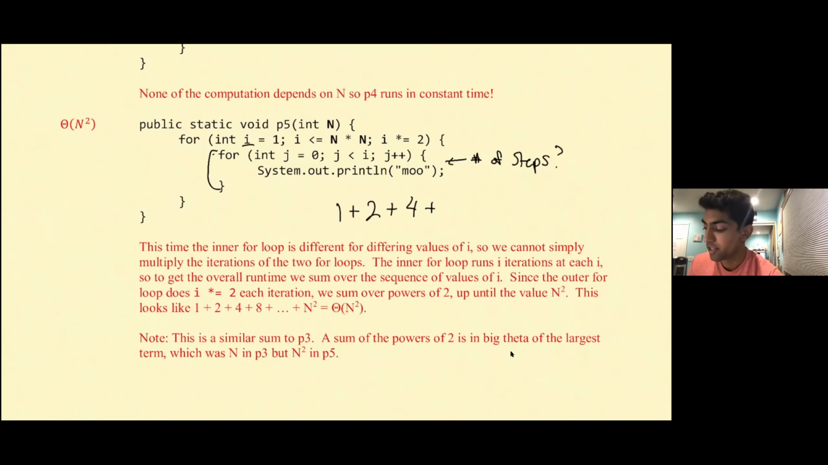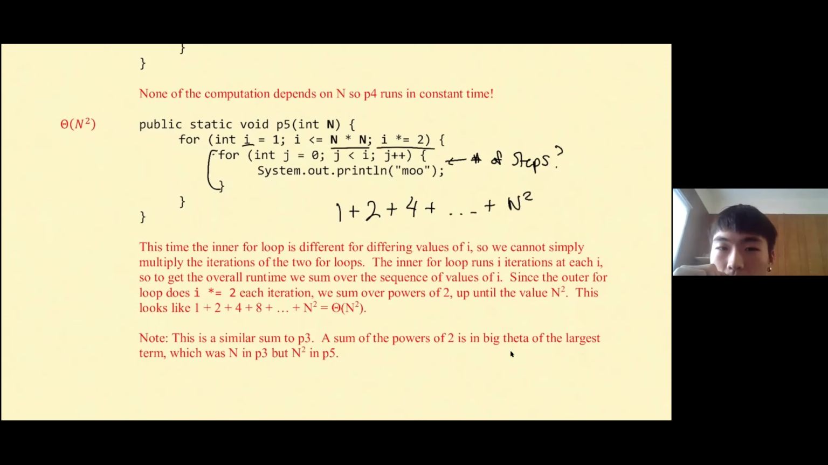And we can see that eventually i will be equal to n squared, though it won't exactly be equal to n squared, but asymptotically it's the same thing. So we get this sum. Wait, it will be equal to n squared. Does it actually become equal?